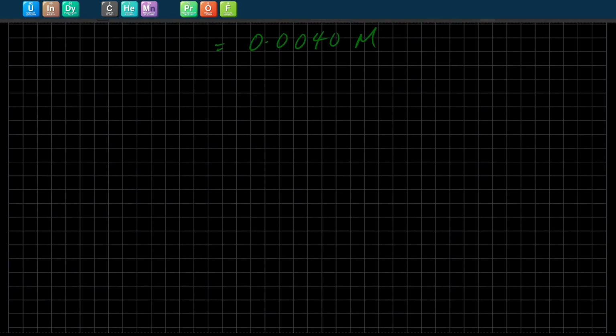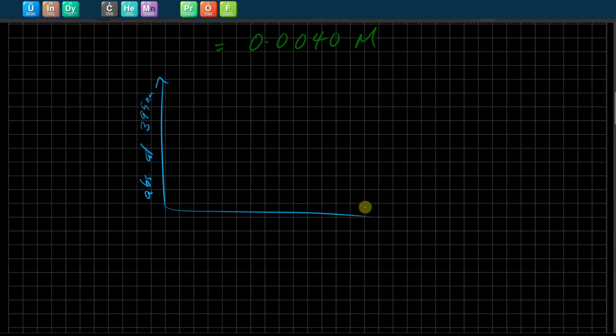So we're going to track our concentration of bromine using absorbance, specifically absorbance at 395 nanometers. Since bromine is a reactant, as the reaction proceeds the concentration of bromine will drop, and so too will the absorbance of bromine. Now, what we want here is the initial rate.